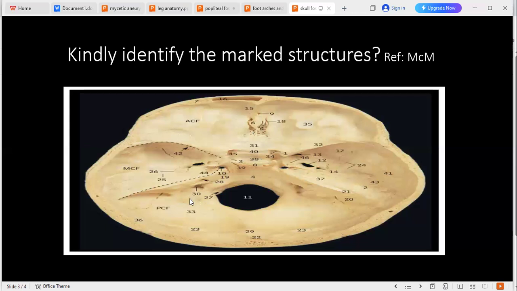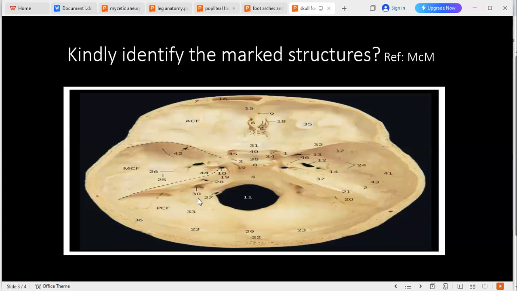Okay, very good. Now, coming here, 11. What is it and what passes through it? This is foramen magnum and the spinal cord, together with the meninges and vertebral arteries. And anything else? And roots of the cranial nerves, spinal root of accessory nerves.